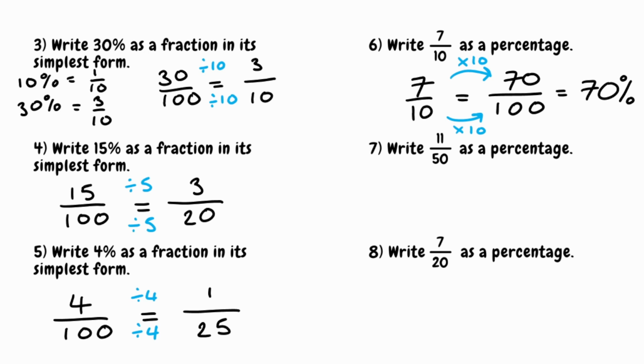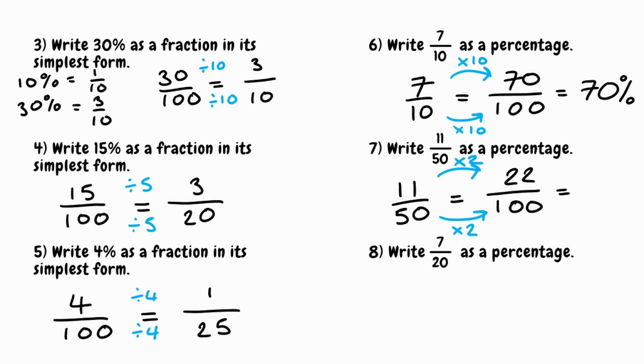Moving on, we've now got 11/50 that we need to convert into a percentage. So we've got 11 over 50. Because we want it as a percentage, I'm going to find an equivalent fraction that is over 100. How do we get from 50 to 100? Well, we're just going to multiply by 2. And to keep it equivalent, I'm going to do exactly the same to the top. So I need to do 11 multiplied by 2. That's going to give me 22. So because it's over 100, 22 over 100 is equal to 22%.